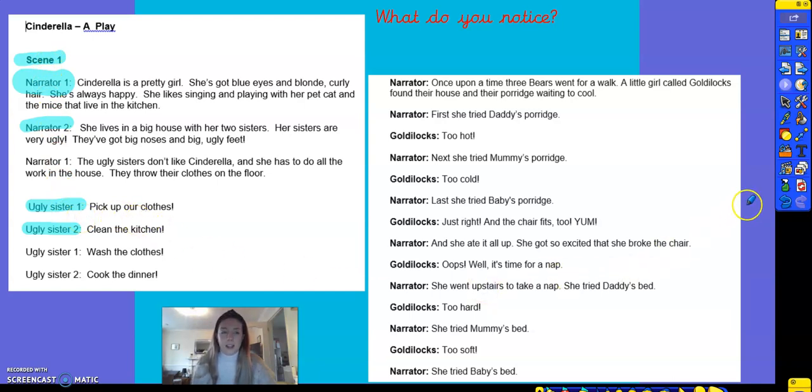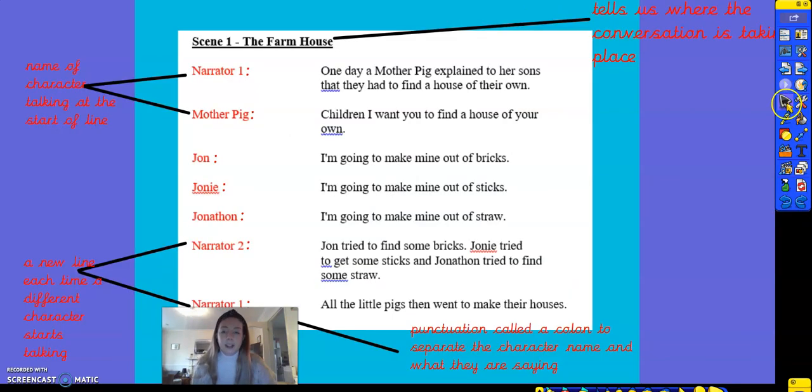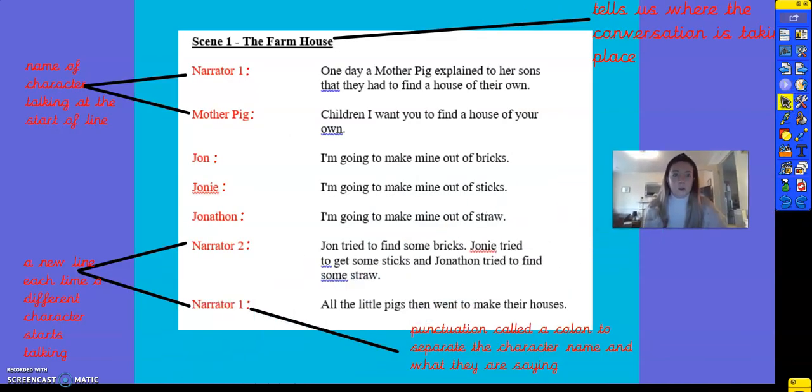So we're going to be writing a play script for the characters from The Man on the Moon today. So let's go and have a look at the different features of what we would like your play script to include. So like we said with the Cinderella example, scene number 1, the farmhouse. This is telling us where the conversation is taking place. So the scene might change throughout the play. So they might start in the farmhouse, then later on in the play, they might go outside. So the scene is telling us where this conversation is taking place.